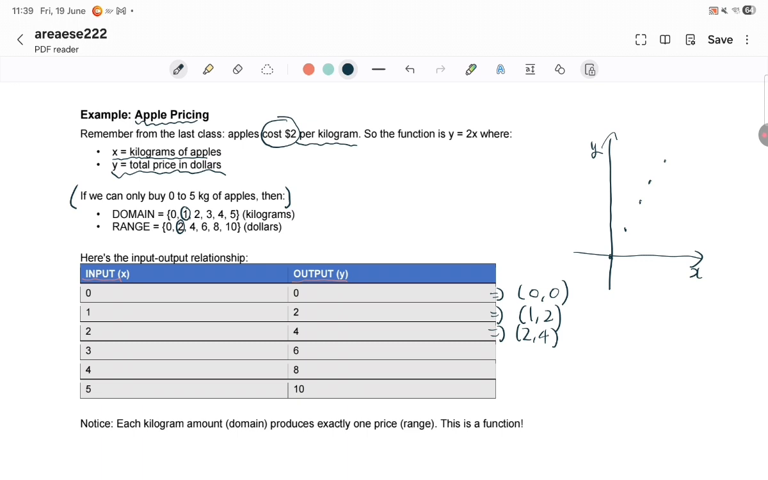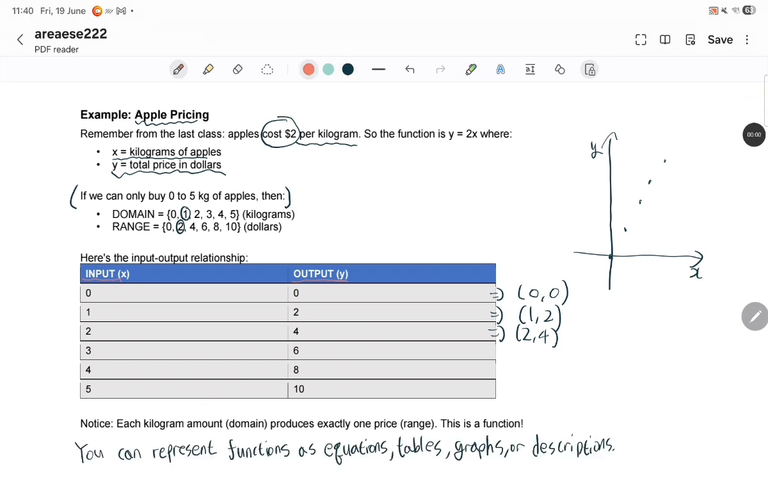One thing that I want to mention here is that you can represent functions as equations, tables, graphs, or descriptions. So this was what I said: you can represent functions as equations, tables, graphs, or descriptions. Let's have a look at this specific example, apple pricing. So we know the description: apples cost $2 per kilogram.